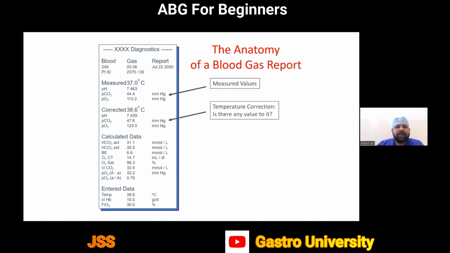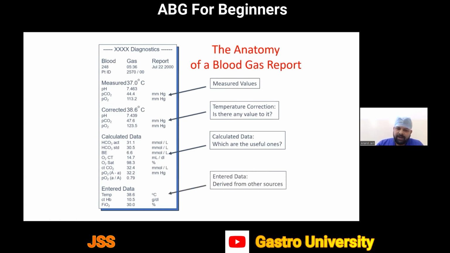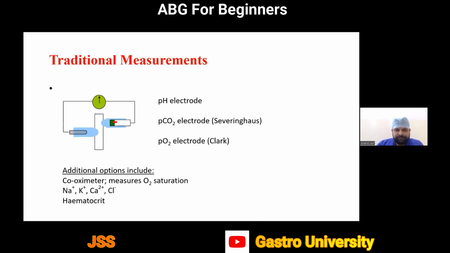Then comes the calculated data. The various data which you can see over here, the bicarb, actual, standard, base excess, these are all calculated. Many of them are useful to some of us, but actually all of these values are of importance. We are not going to go into various details about these values because they are beyond the basic ABG interpretation for an individual. And at the end, the entered data, what we have entered in the ABG machine.